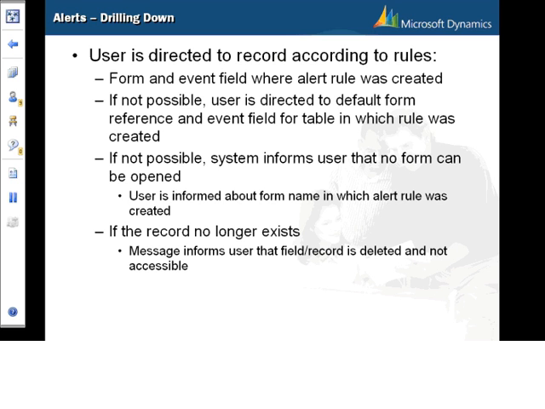If the record no longer exists, a message informs the user that this record has been deleted and is not available. If the record has been updated after the alert was created, the user is directed to the updated record according to the direction rules noted in the previous bulleted list. If the user permissions no longer let the user be directed to a specific form or table, the user is denied access to the form or table and receives a notification that access has been denied.